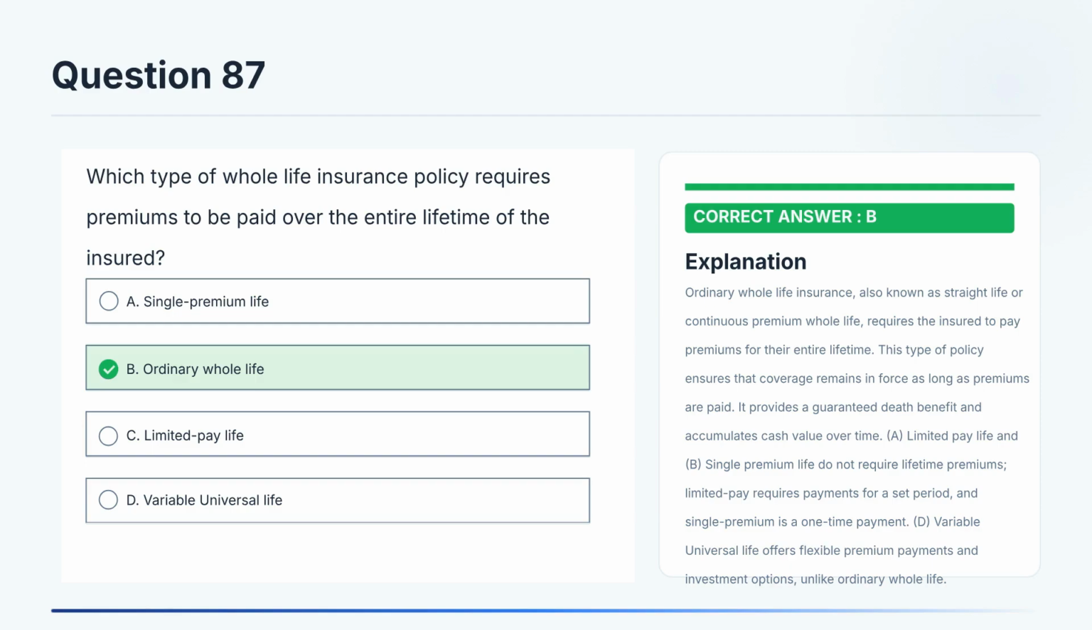A. Limited pay life and C. Single premium life do not require lifetime premiums. Limited pay requires payments for a set period, and single premium is a one-time payment. D. Variable universal life offers flexible premium payments and investment options, unlike ordinary whole life.